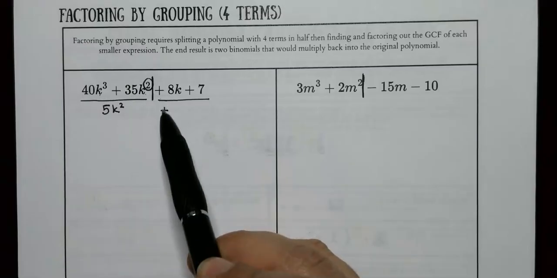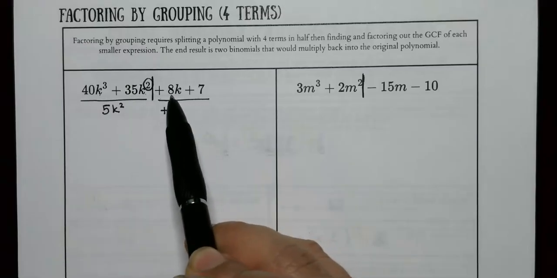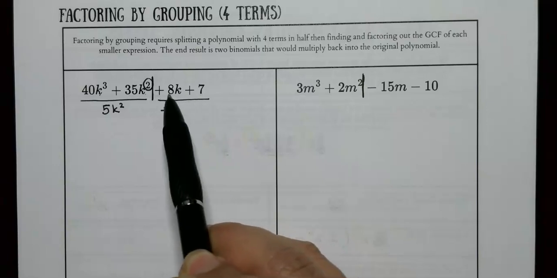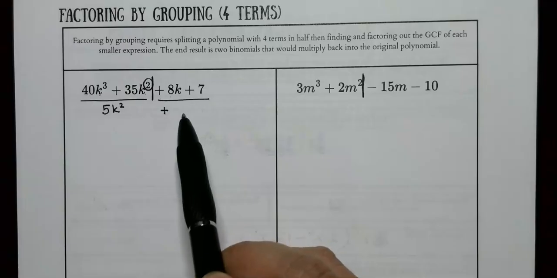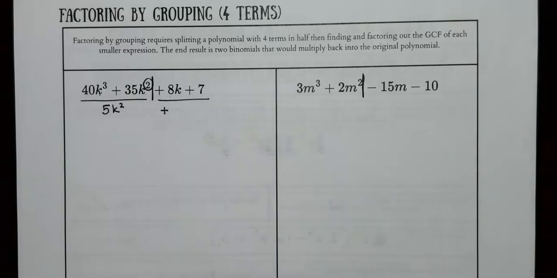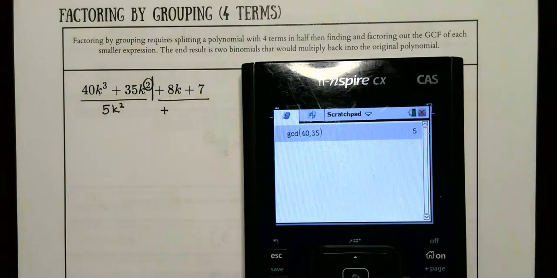So because this is a positive, we're going to bring down the positive, and we're going to try to figure out what the greatest common factor here is, or divider. 8 and 7. So you can use your calculator, but notice that nothing other than 1 divides into 8 and 7 other than 1. So if you need a quick reminder, I'll go ahead and show you.